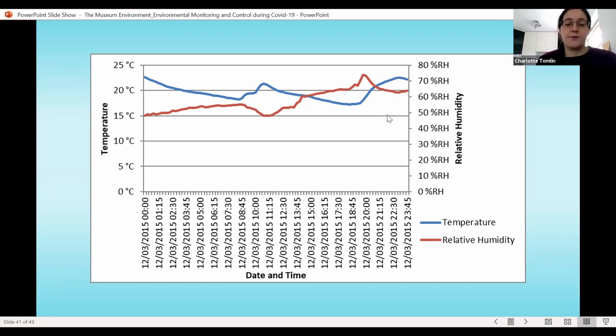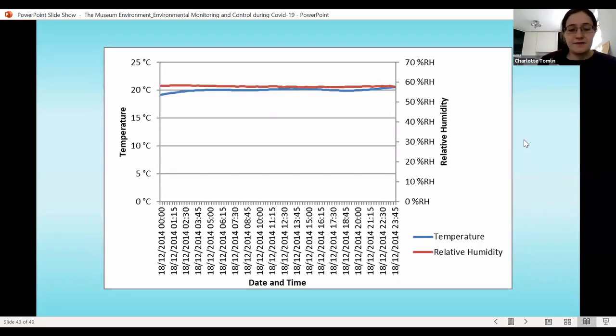It's important to think about what effects might affect your environment. So that includes heating, external conditions, any human activity in the room. So here we can quite clearly see the effect of heating. And this is even more dramatic as we see this further diurnal graph.